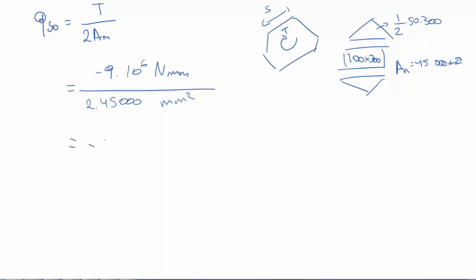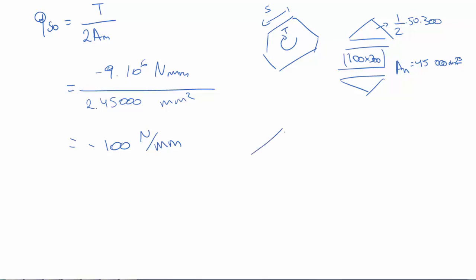So if we fill this in, Q(S0) is minus 100 Newtons per millimeter. Since this is negative, it is a shear flow in the clockwise direction, which was to be expected since our torsion is also in the clockwise direction.